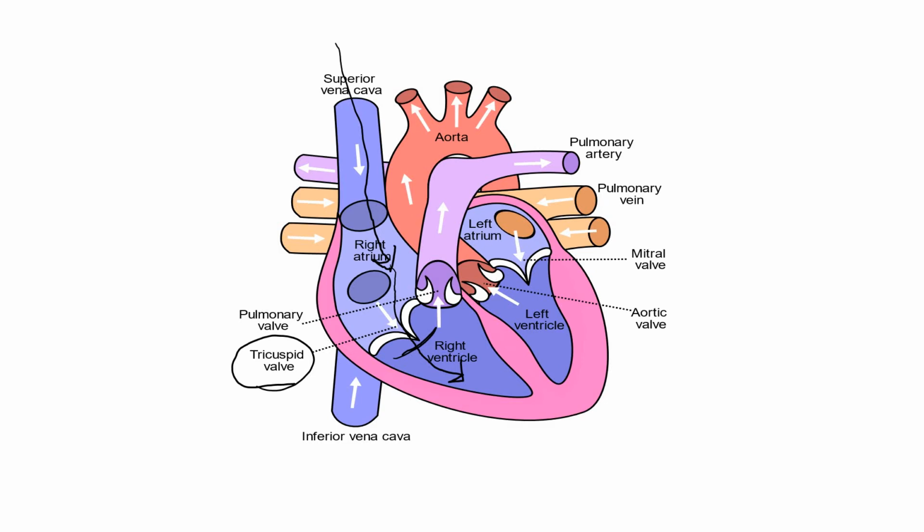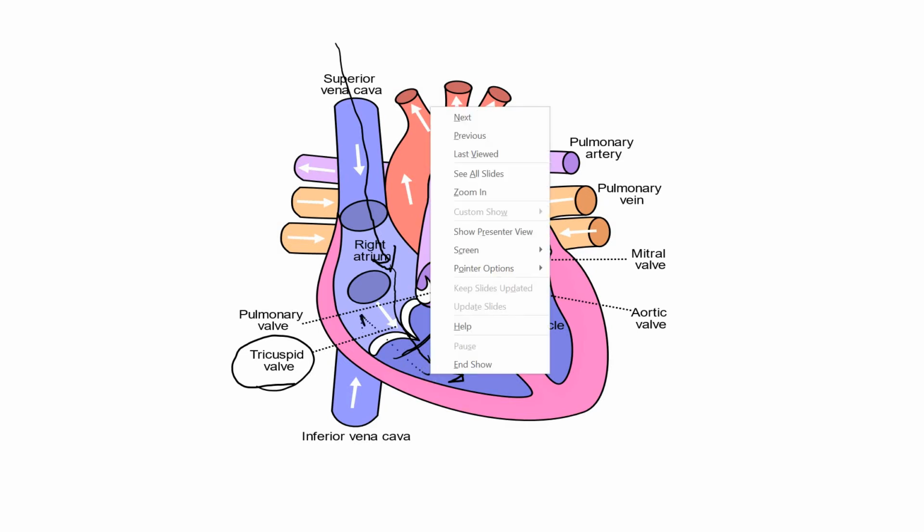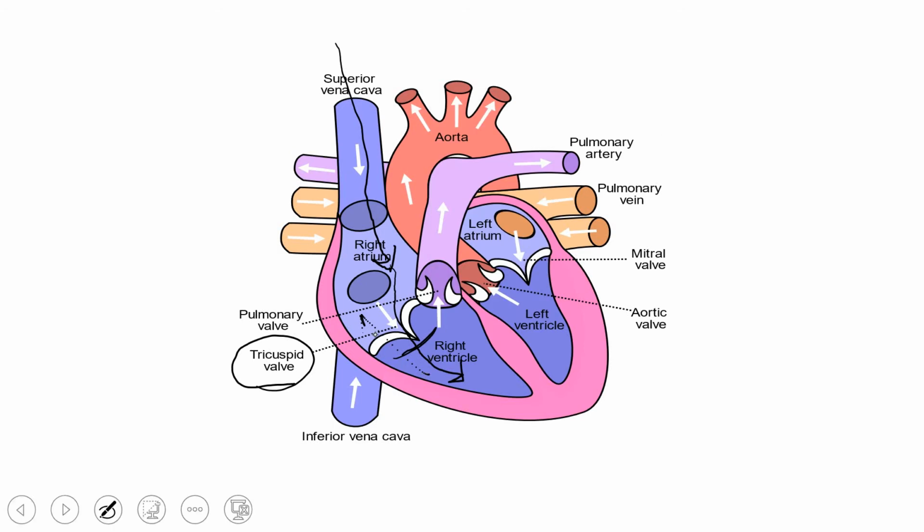I have explained in the last videos that valves are certain passages which prevent backflow of blood. That means blood cannot flow back from the right ventricle to the right atrium. This is prevented by the tricuspid valve. So the impure or deoxygenated blood enters our heart from the superior vena cava to the right atrium and then enters the right ventricle through the tricuspid valve.